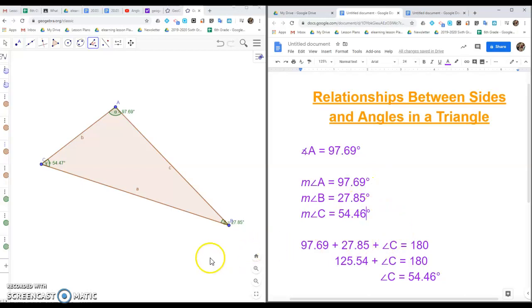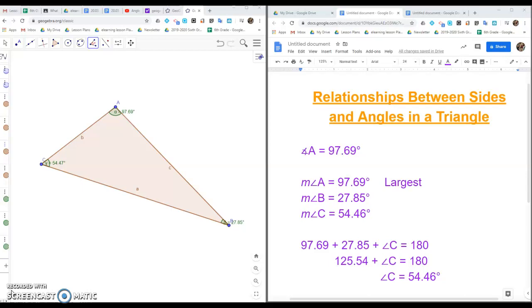Now we need to find out, according to our angles, which one is the largest, which one is the smallest, and which one is the medium angle. So if we put these on a number line, which one is our largest angle? 97.69, well, we can just look at the whole number there. The whole number 97 is larger than 27, and it's larger than 54. So measure of angle A is the largest angle.